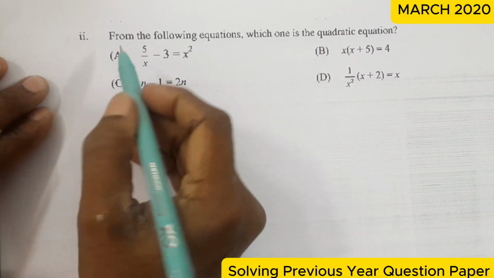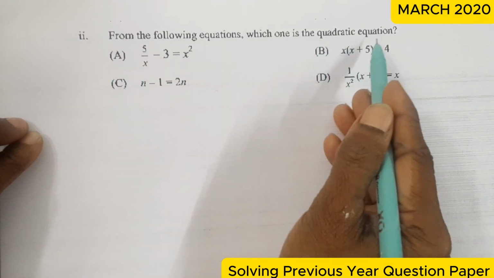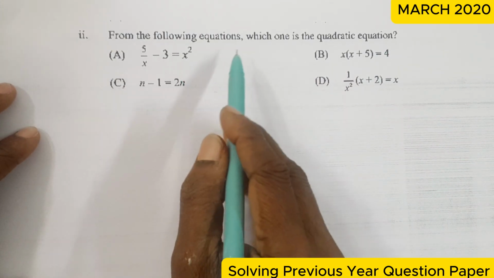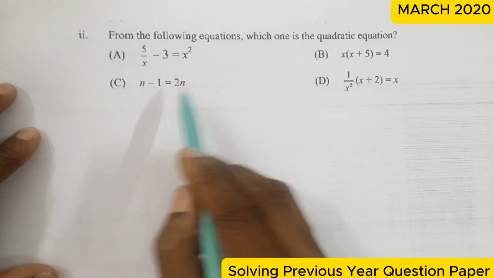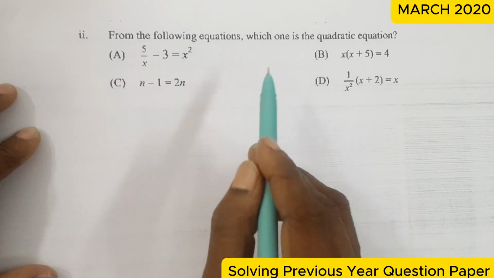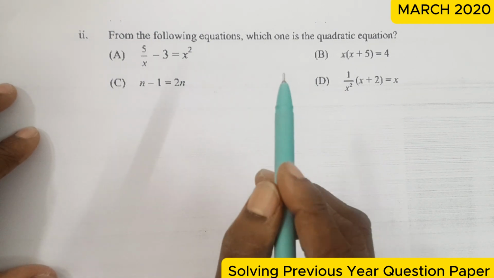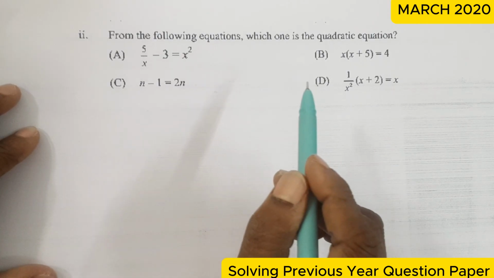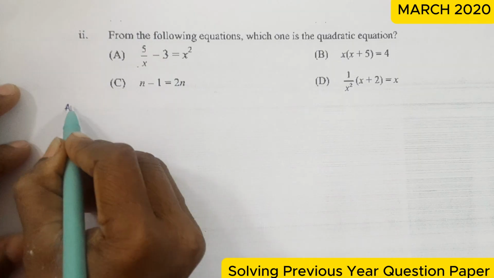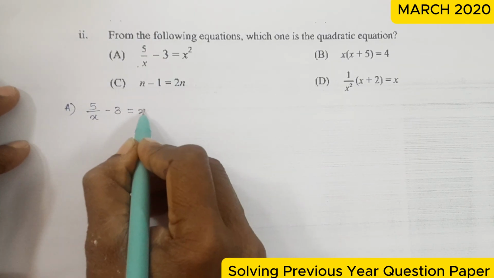Then next one, second example. From the following equations, which one is the quadratic equation? So now here students, we have to check each and every option, whether it is in the ax square plus bx plus c is equal to 0 form, in this general form. So we check the first equation. I take the first equation, 5 upon x minus 3 is equal to x square.